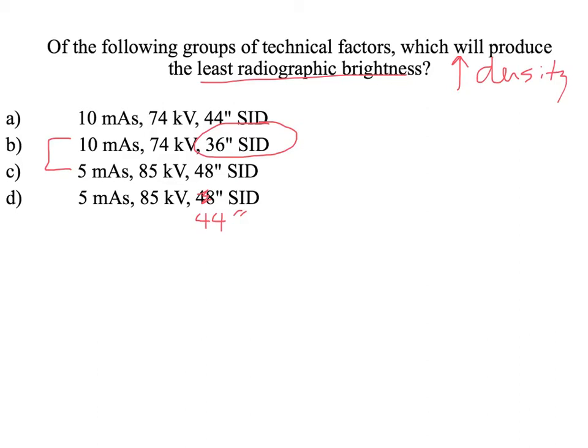So if that were the case, that would make these two guys equivalent because they have an equivalent SID, and then the mass is compensated for by a 15% difference in kVp. So the one with the smallest SID is the one that sticks out. Okay, so the correct answer is B.